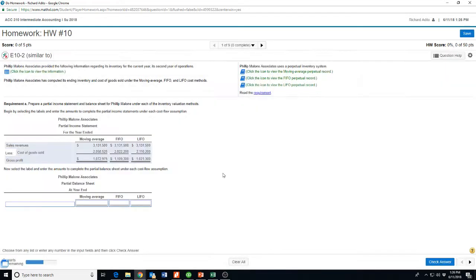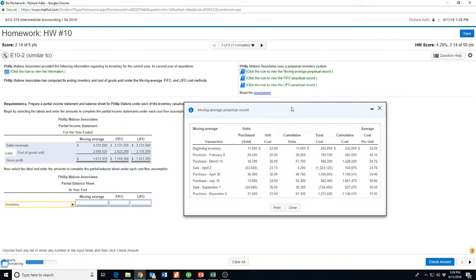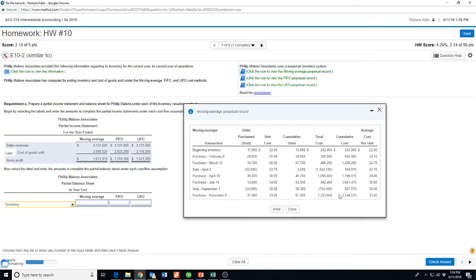Okay, now the problem asks us for the balance sheet: what is our year-end inventory value? If we look here, that's cumulative cost, right? Wow, that's cumulative value. It's not just cost. Cumulative value at cost should be it.